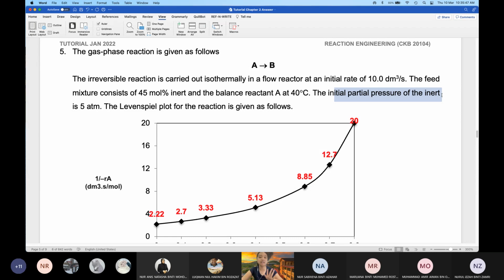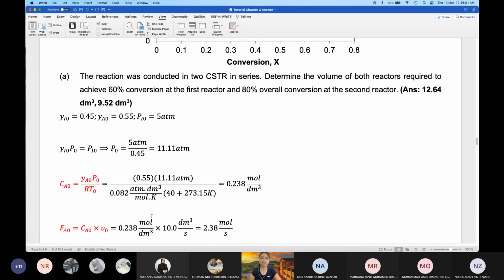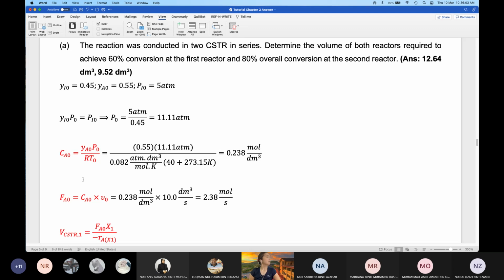Dia beri kita tekanan inert. Either kamu nak cari jumlah tekanan darab dengan mole fraction ataupun kamu juga boleh cari tekanan A, which are the option. Actually, both pun kamu boleh buat. Okay, what do I mean by that? Okay, in this example, saya guna Raoult's law untuk cari jumlah tekanan. Okay, cara-cara dia nak cari jumlah tekanan adalah guna Raoult's law. Means, kalau saya tahu mole fraction inert, saya multiply dengan total pressure, saya dapat pressure inert. So, saya dah tahu pressure inert kan? Saya tahu mole fraction inert. Saya boleh tahu total pressure.